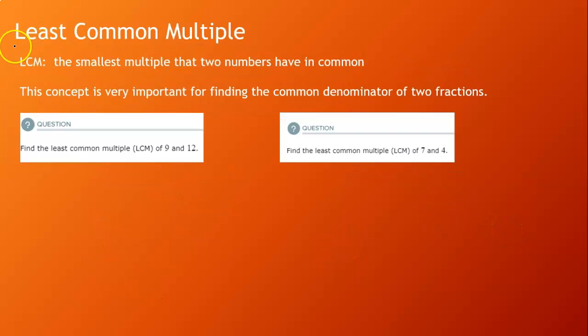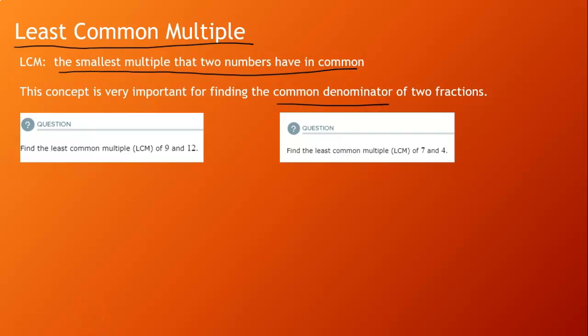All right, would you please write least common multiple at the top of your next section and underline it, and let's write our next definition. Least common multiple is the smallest multiple that two numbers have in common. This concept is very important for finding common denominators of two fractions, which we'll get to in the next mod.